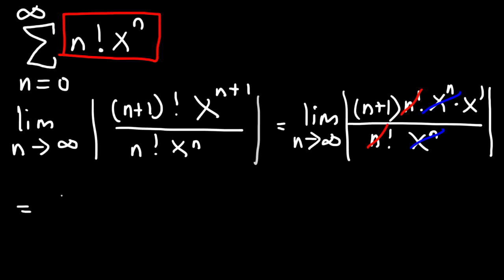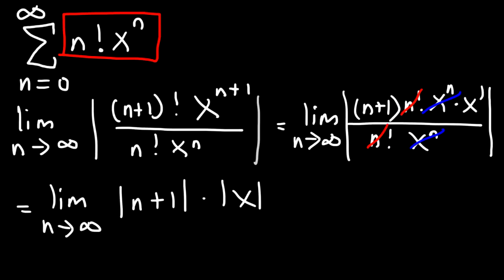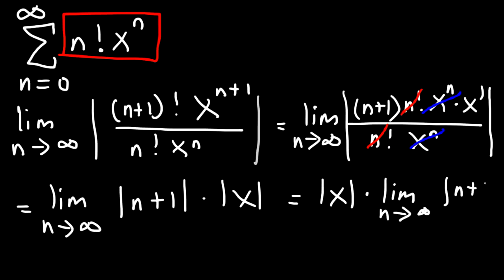So what I now have is the limit as n goes to infinity of the absolute value of n plus 1, times the absolute value of x. So you can move this to the front because it's not affected by n. So you can say that this is the absolute value of x times the limit as n goes to infinity of n plus 1. And n is always positive, so we really don't need the absolute value symbol there. But as n goes to infinity, what happens to n plus 1? N plus 1 also goes to infinity.